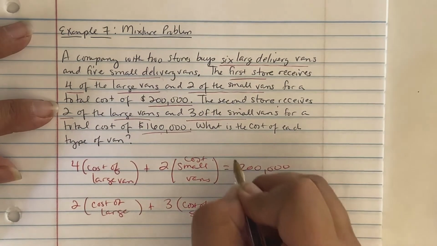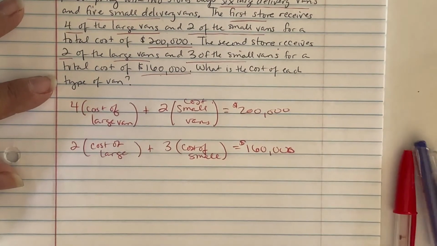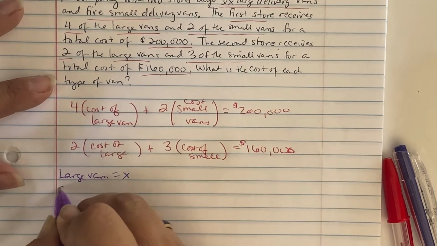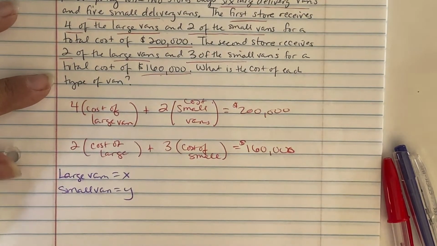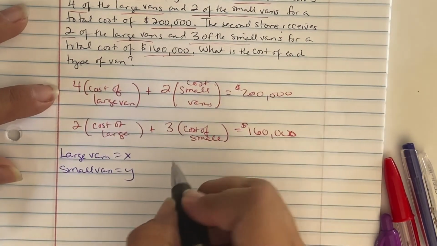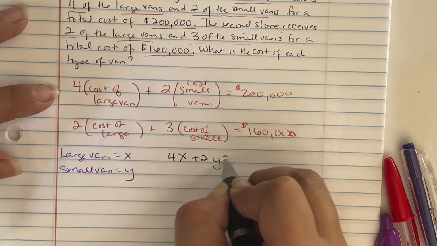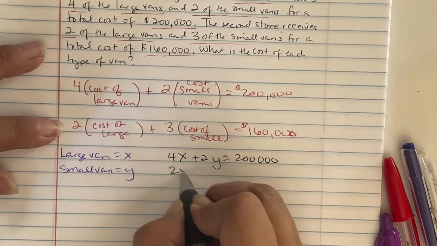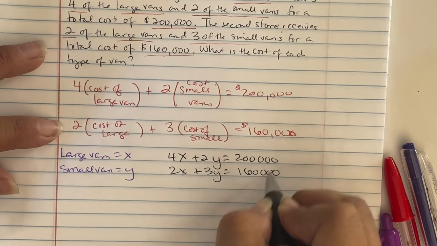So we need to come up with labels. So we have a large van. I'm gonna make that X. We have a small van. I'm gonna use the variable Y. It's your choice. So we're gonna come up with 2 equations. It says 4 times the large, so 4x, because that's what X represents, plus 2 times the Y equals 200,000. The second one is gonna be 2x plus 3y equals 160,000. So we have 2 equations, 2 unknowns.